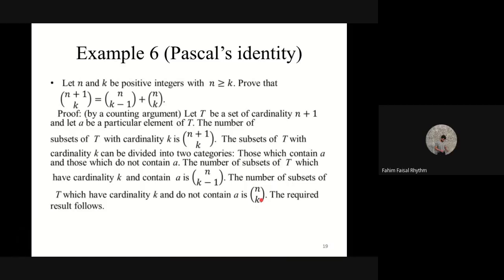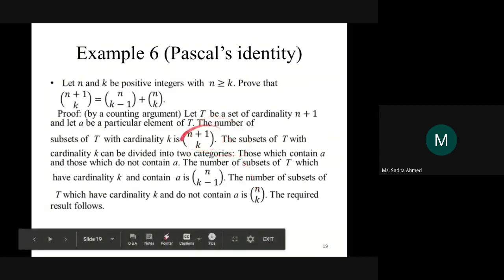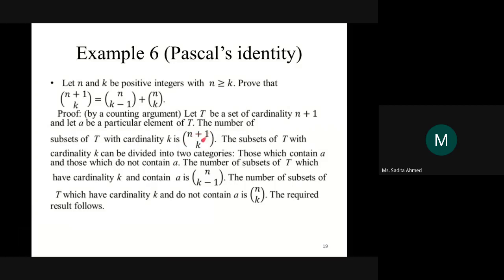Yes, miss. Okay. The required result follows. That is the reason we divided it up by A. Okay. So if you divide it up by A, first of all, we can do that because the total number of subsets of cardinality K would be n plus 1 CK. We've already established that.